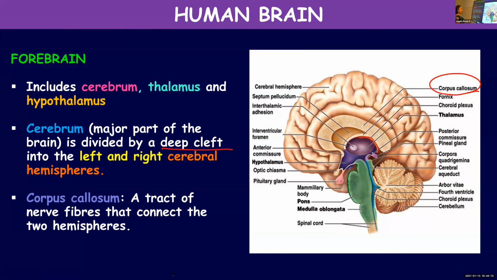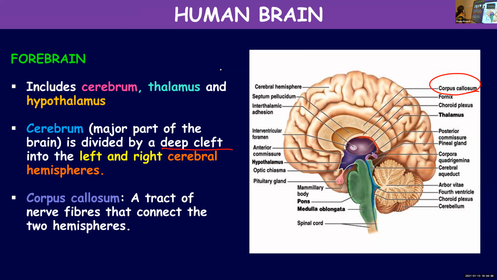So have you understood this, children? Yes, ma'am. Our forebrain consists of cerebrum, thalamus, hypothalamus. And cerebrum is divided by a deep cleft into right and left cerebral hemispheres. Even though they are separated by this cleft, there is a tract of nerve fibers which keeps these two hemispheres interconnected. So what do you call the tract of nerve fibers that keeps these two hemispheres together?